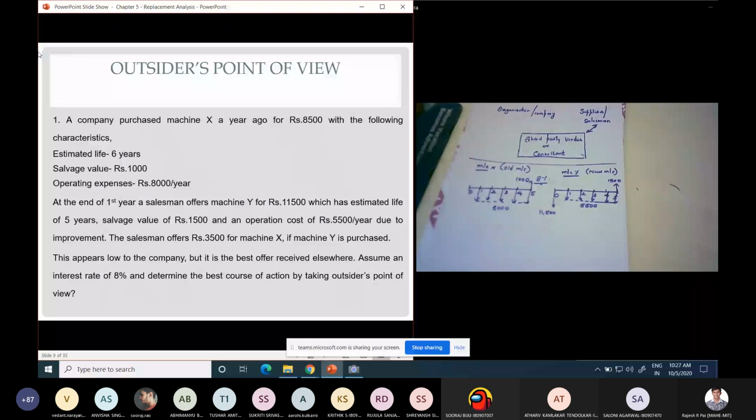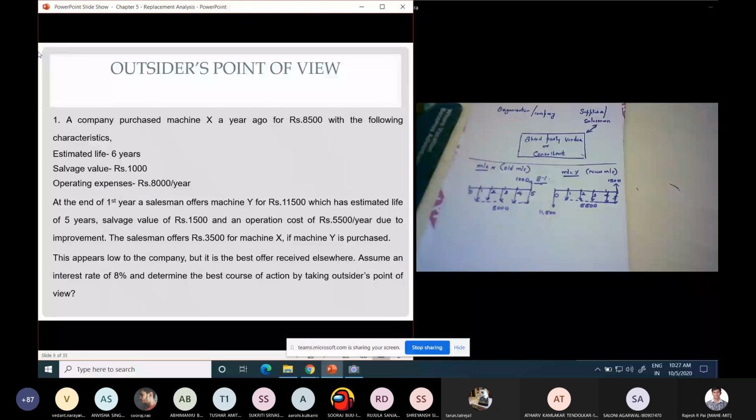Excuse me, sir. I had a question. Yes, tell me. For machine X, isn't it supposed to be 6 years? They've given the estimated life as 6 years for machine X. Correct, estimated life is 6 years. But 1 year has already been completed. You read the next sentence. At the end of first year, a salesman offers machine Y for 11,500.